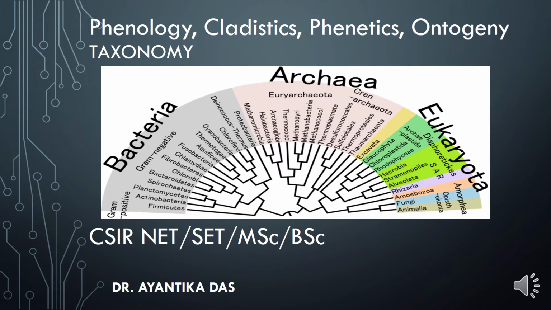Taxonomy. Taxonomy is the hierarchical system of identifying organisms, naming them, and classifying them. And while doing these taxonomic classifications, we use phylogeny or cladistics, phenetics, or ontogeny. There are various processes by which we can do the taxonomic classification of organisms.